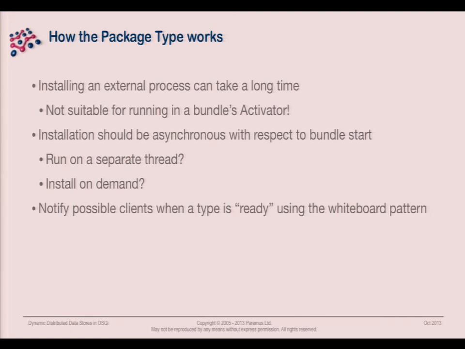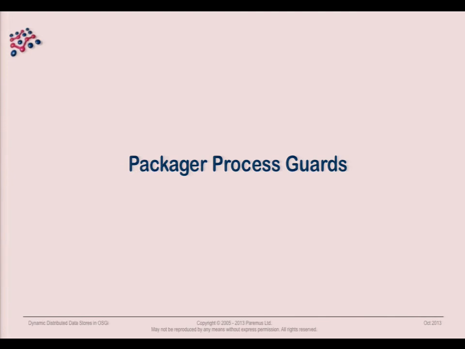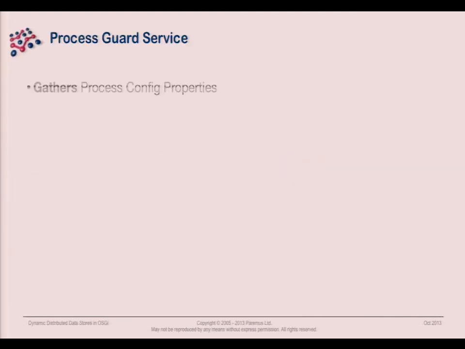So what we're going to do is register a package type service to say that we're done. And that's rather than calling a load of people to say we're done, we just put the service there. So service properties then advertise what this is, and if you unregister it, it means that you're uninstalling or have uninstalled and you're no longer available. So Process Guard is doing something a bit different. Process Guard is gathering config properties for our process.